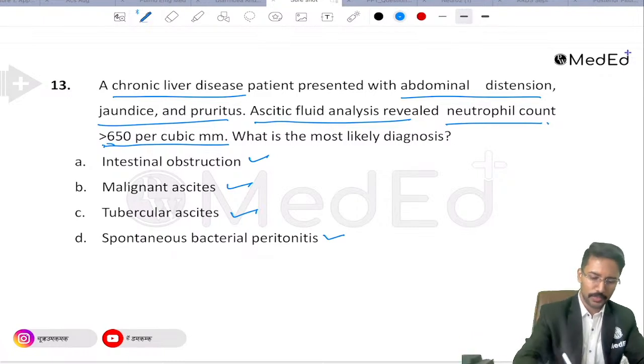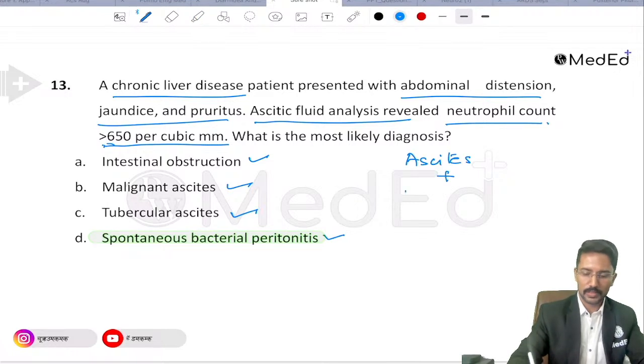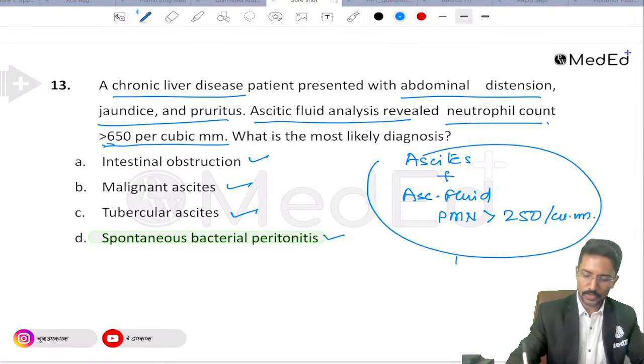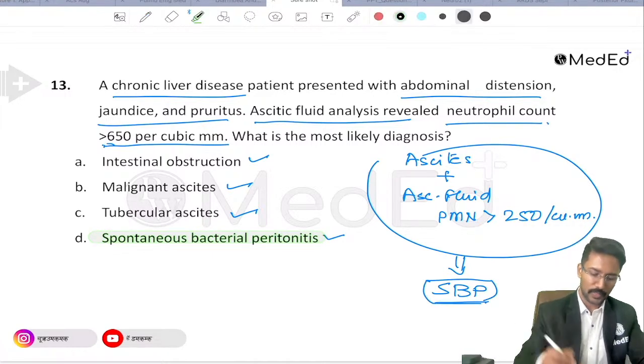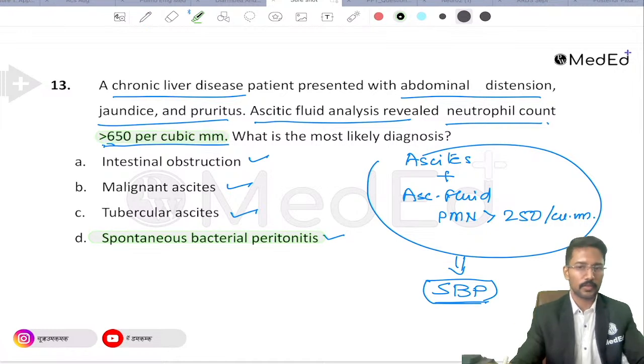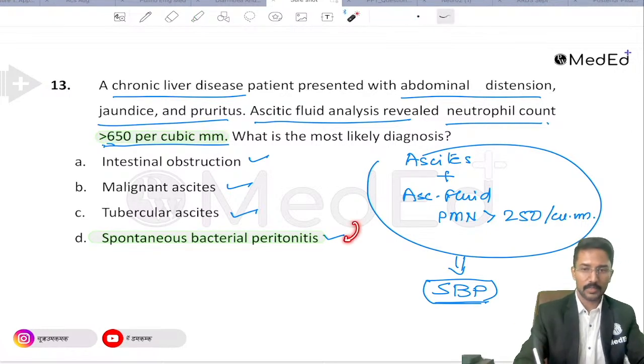Right, good. All of you are right. So I think I don't need to discuss much. Yes, it is a case of spontaneous bacterial peritonitis. Any patient of ascites plus an ascitic fluid polymorphonuclear count, or neutrophil count, of more than 250 per cubic millimeter is sufficient for the diagnosis of spontaneous bacterial peritonitis. This patient has more than 650, so I would be calling it spontaneous bacterial peritonitis.